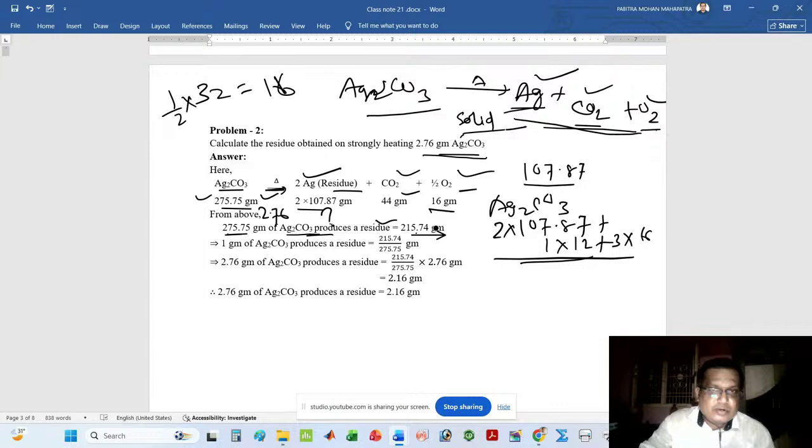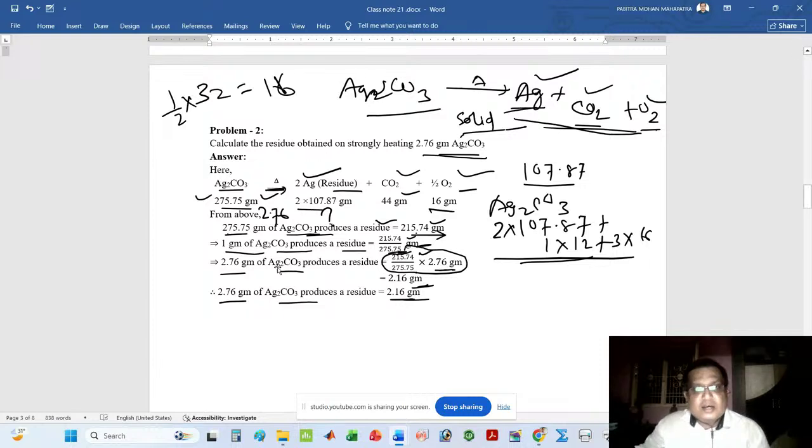Now for 1 gram of Ag2CO3, the residue produced is how much? 215.74 divided by 275.75 gram. For 2.76 gram of Ag2CO3, the residue produced is how much? 215.74 divided by 275.75 into 2.76, that is 2.16 gram. So the answer is 2.16 gram. So here I can say that 2.76 gram of Ag2CO3 produced a residue of 2.16 gram.